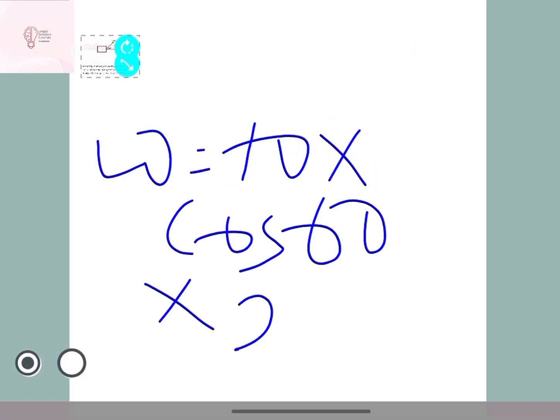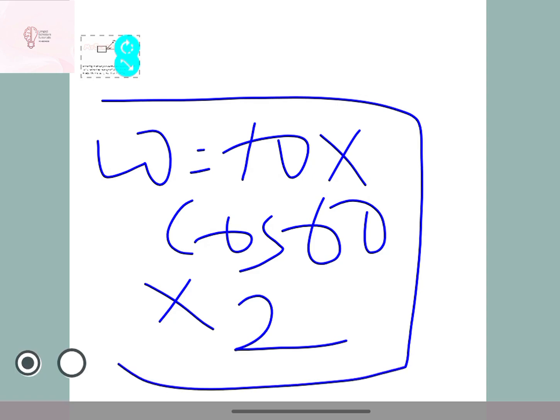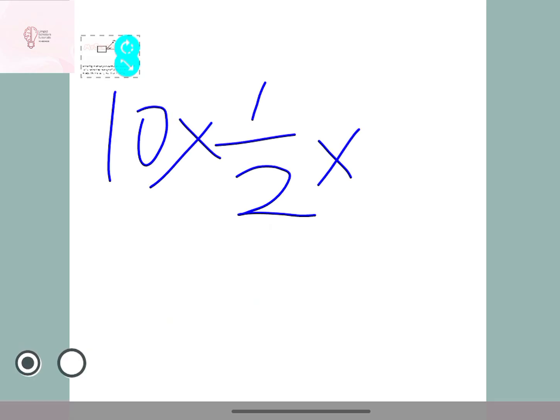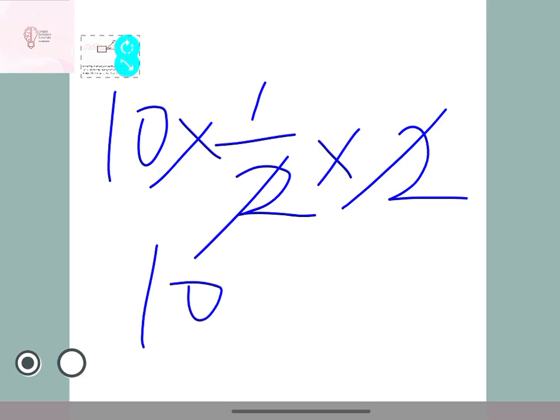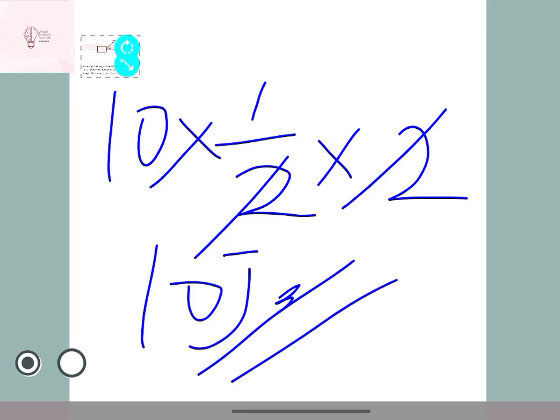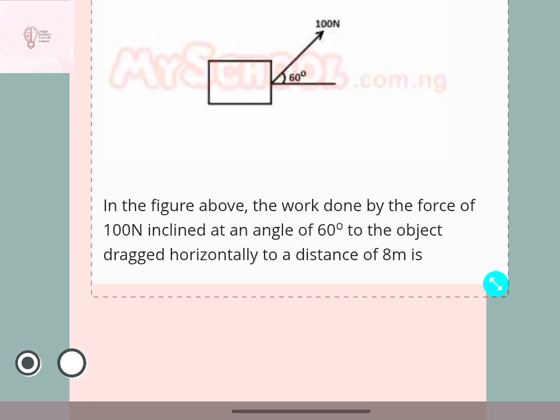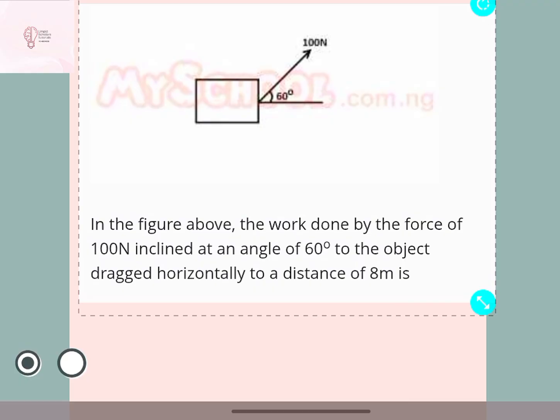Okay, so it's going to be times 2. So in total, what is our cos 60? It is 0.5 or 1 all over 2. Therefore, 10 times 1 all over 2 times 2. This will cancel this. This is going to be what? 10 joule. That is our answer.